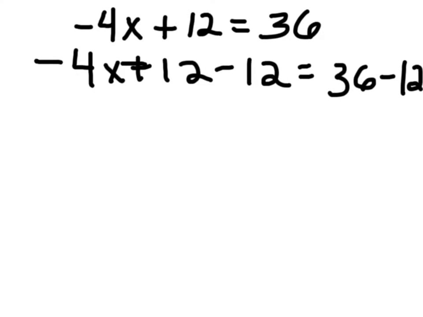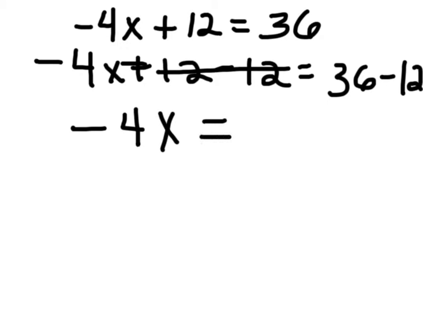All right, our next example, negative 4x plus 12 equals 36. Notice that the coefficient is negative this time. So I've gone ahead and subtracted the constant 12 from both sides. Here, we're still going to cancel out and be left with negative 4x. And then we're going to subtract 36 from 12 and get 24.